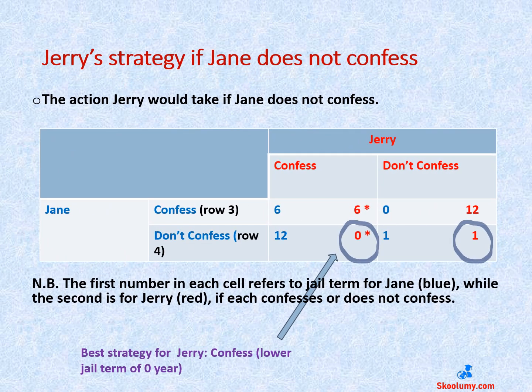Let us examine Jerry's strategy if Jane decides not to confess. If Jane does not confess, reading along row 4, Jerry will be set free, that is, he receives 0 jail term, if he confesses. However, if Jane does not confess and Jerry does not confess, Jerry will get a prison term of 1 year. So, the strategy that Jerry will choose if Jane decides not to confess, is the one with the lower term of 0 year, which is to confess.